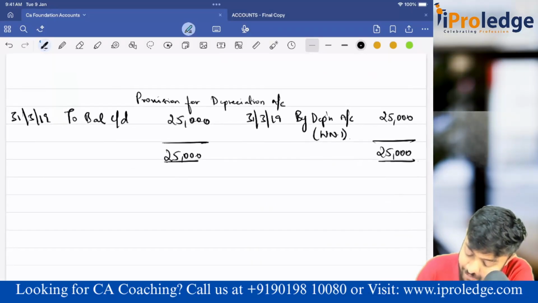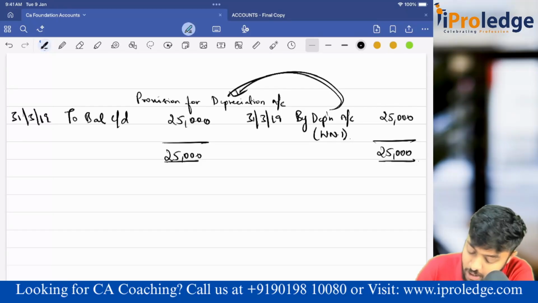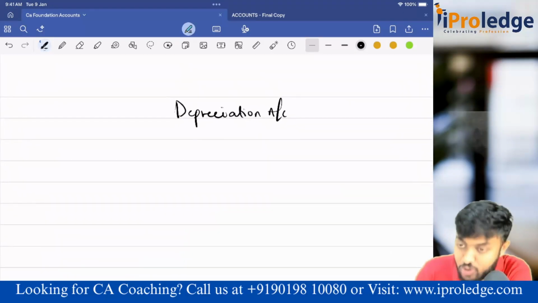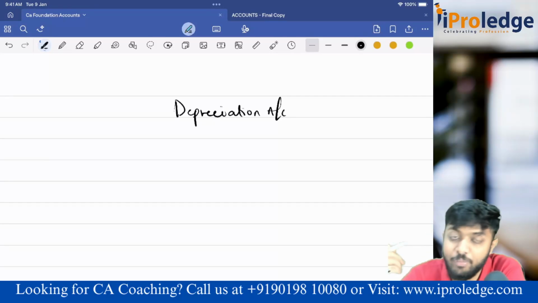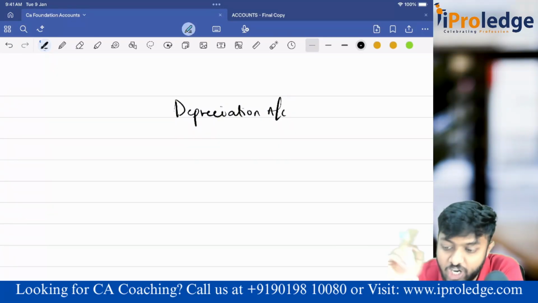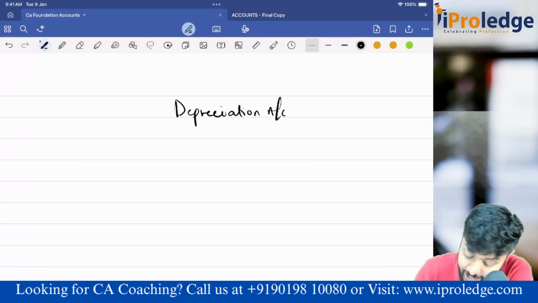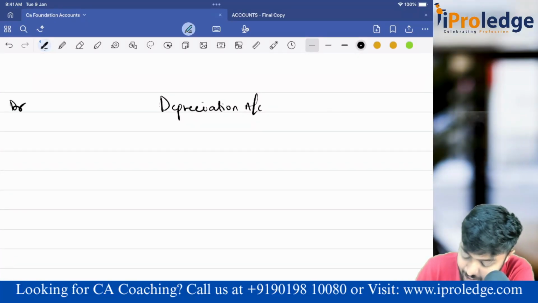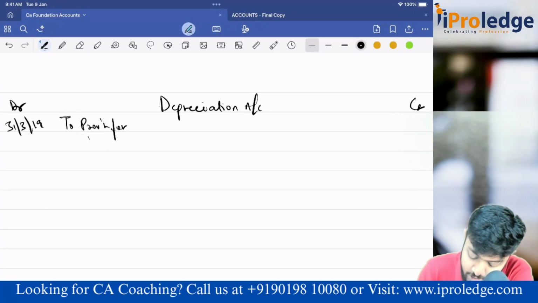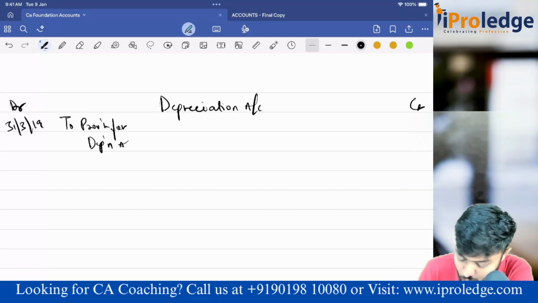Then whenever we gave depreciation, this was the entry we passed. Depreciation account debit to provision for depreciation. So one posting we have to do in depreciation account also. So whenever you give depreciation, the entry you passed is depreciation account debit to provision for depreciation. In this journal entry, depreciation is getting debited. So even in the ledger, it will get debited. So 31 March 19 to provision for depreciation account. How much did we give?